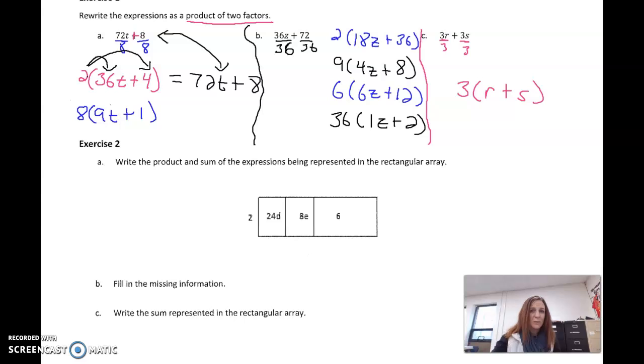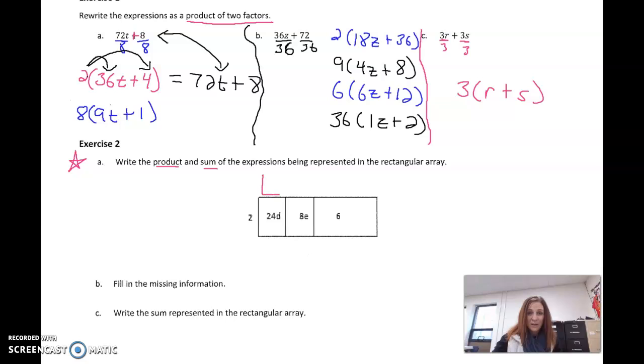This next one is one I want you to pay attention to, okay? Because you're going to see something like this on your homework. And I know it might look like we're missing some information here, but that's all right. It says write the product and sum. Okay, so again, we're dealing with multiplying and adding of the expressions being represented in this rectangular array. Part B here says write the product and the sum, and we will. But let's just come down here. Fill in the missing information. Doesn't seem like there's any missing information, but there is up here.